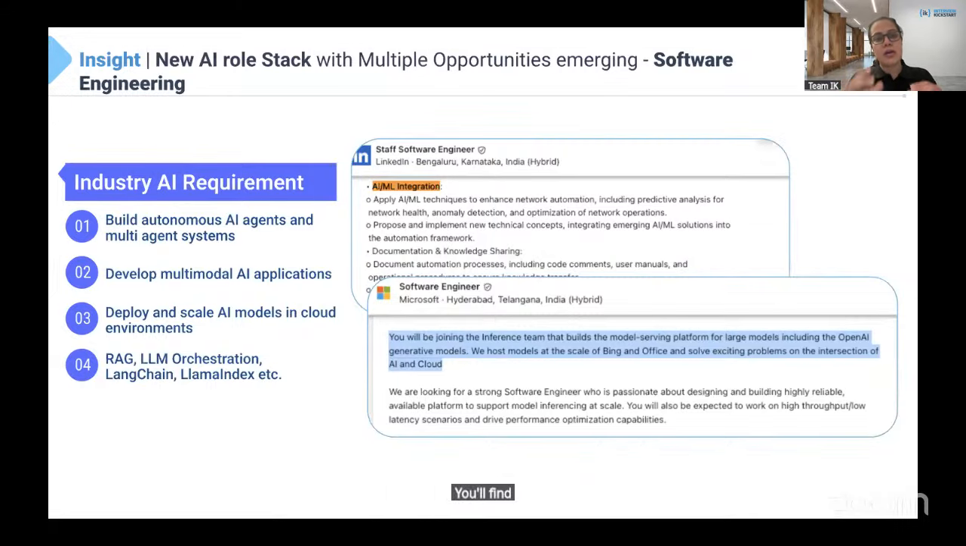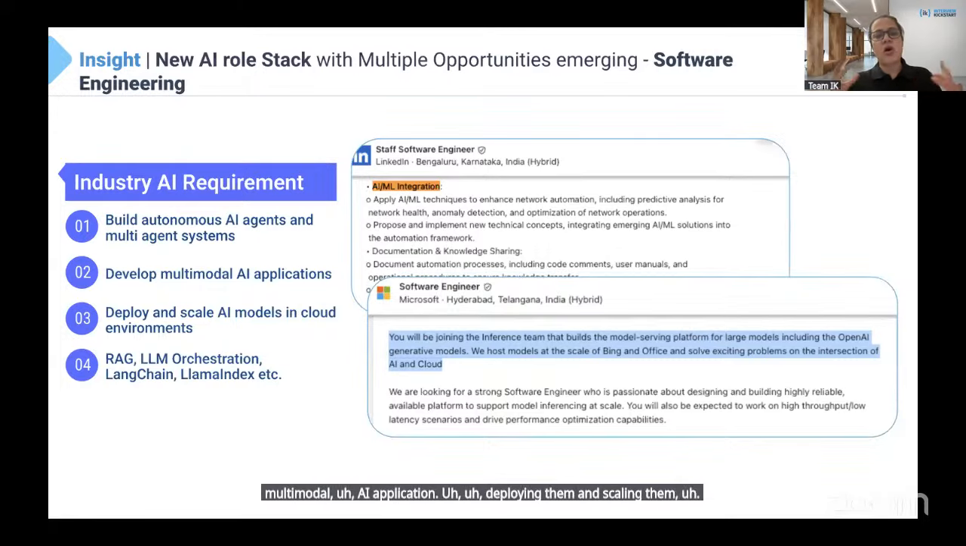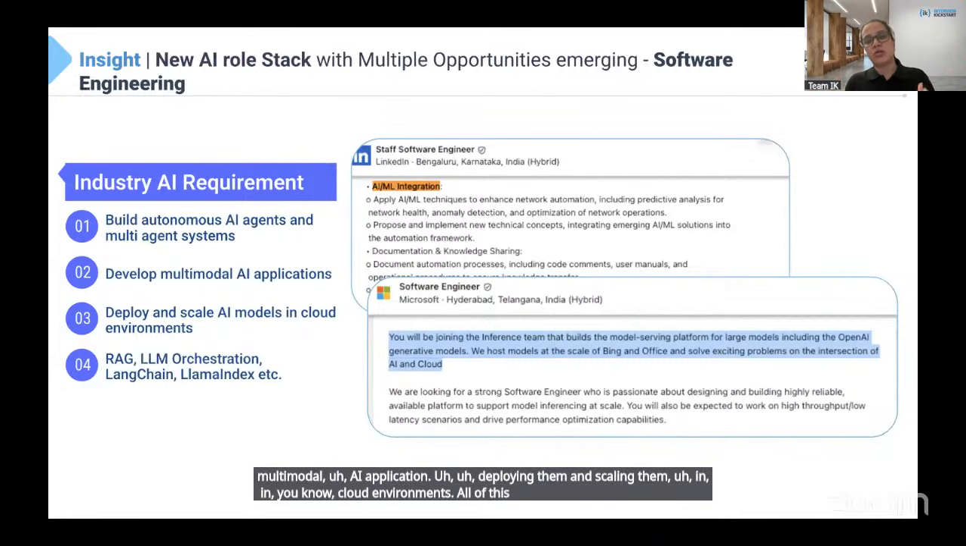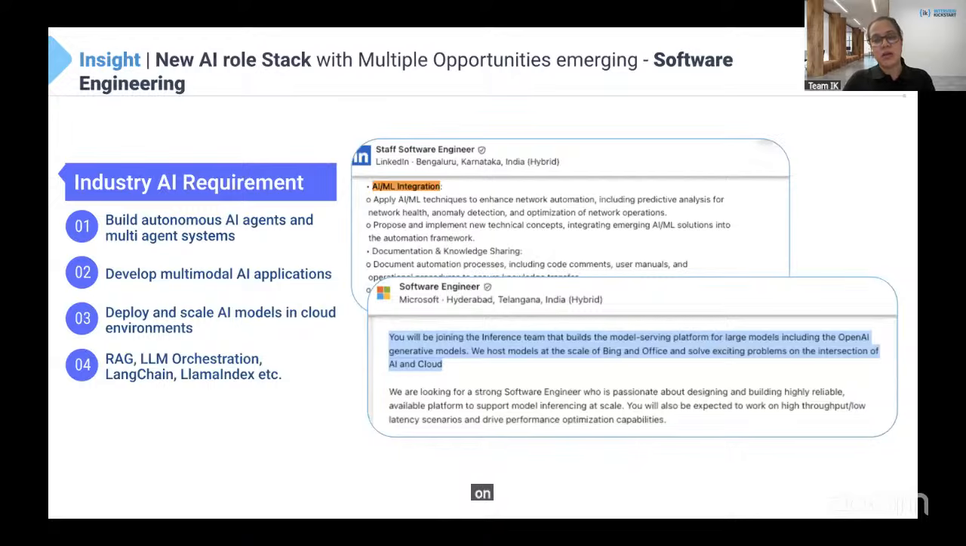You'll find these mentions of building autonomous AI agents, building AI systems at scale, developing multimodal AI applications, deploying them and scaling them in cloud environments. All of this is like a regular feature now. So I think about last year starting, it would be sparsely mentioned, but now it's not. It's an essential need. It's something that every company is looking forward to, because everybody is realizing the compounding and positive effect that AI has on an enterprise level.